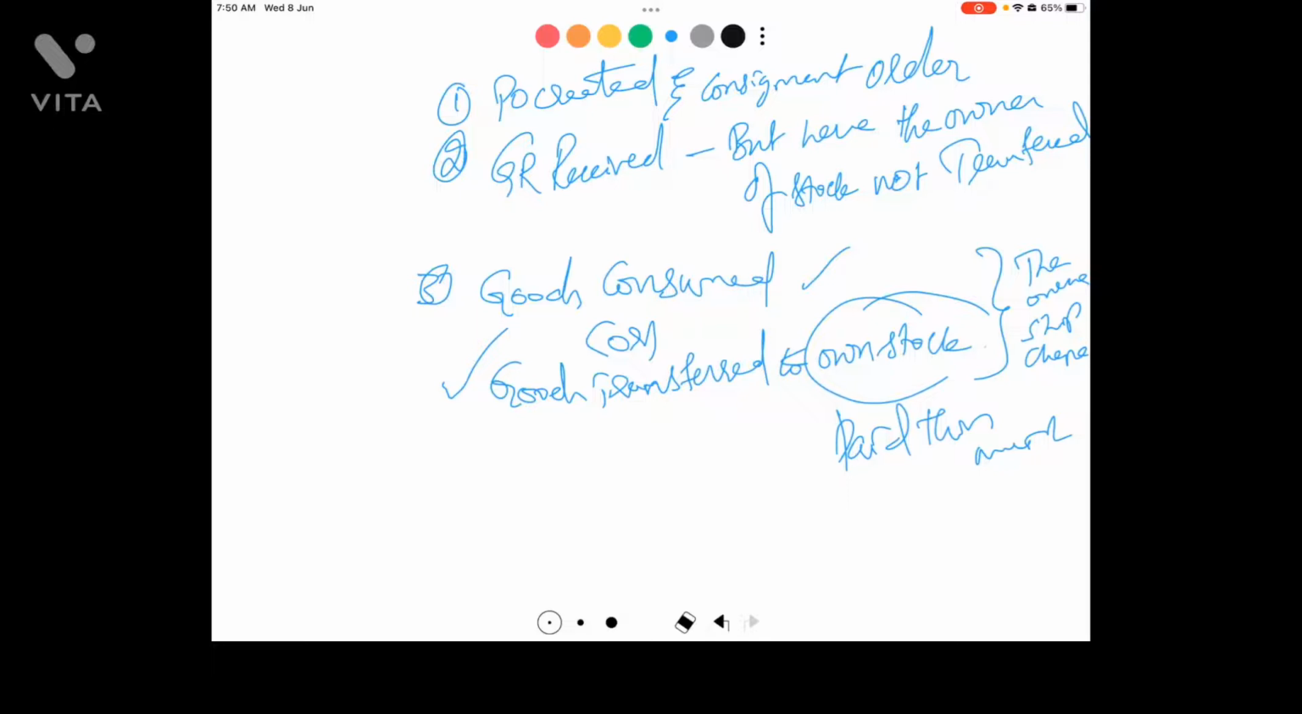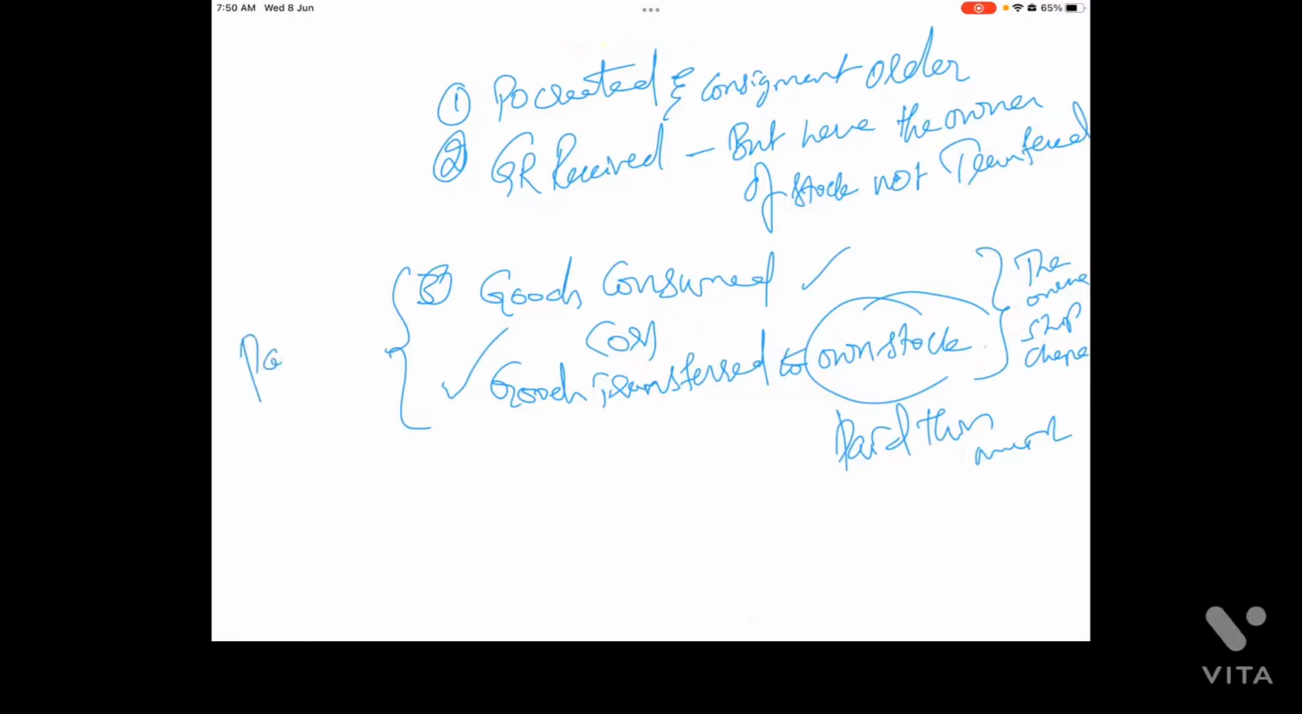Clear? Any doubts on this vendor consumption process? Until you have consumed and transferred and paid, only then the stock will be our ownership. Other than that, the vendor is still the owner of the stock. Clear?